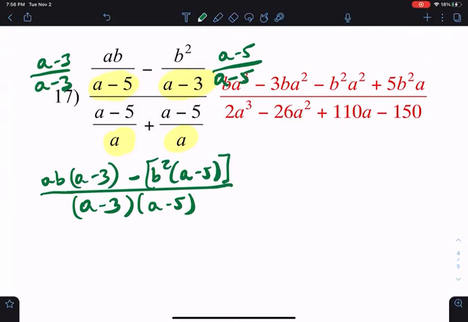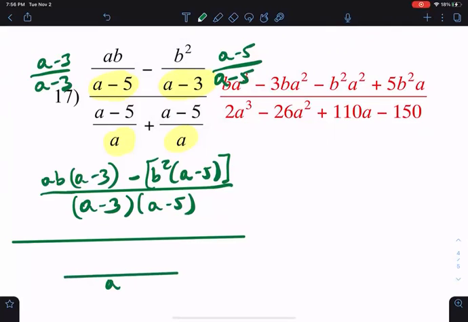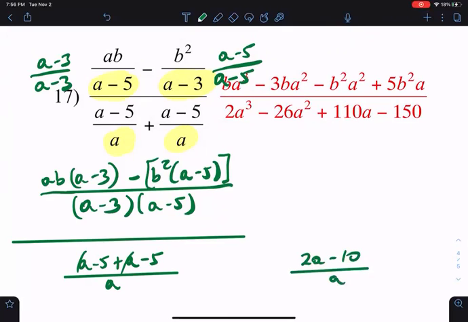And then you can do keep change flip, right? But before you do keep change flip, you need to simplify this, right? So you can simplify this as one fraction. Let's keep it simple for now, right? So this is going to be a and then one fraction together. So this is going to be a minus 5, a plus a minus 5. So this is 2a minus 10 over a, that's the bottom.